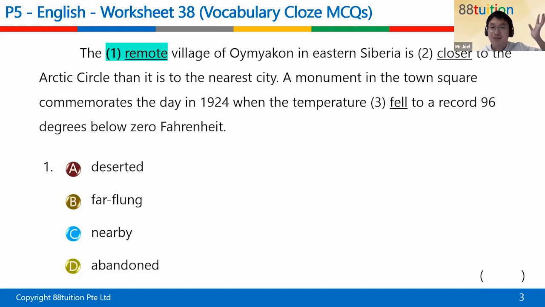It's a place that's very far, it's very distant. So the correct answer for this, boys and girls, is actually far-flung. Far-flung meaning far away.